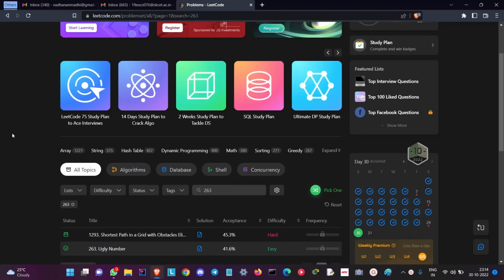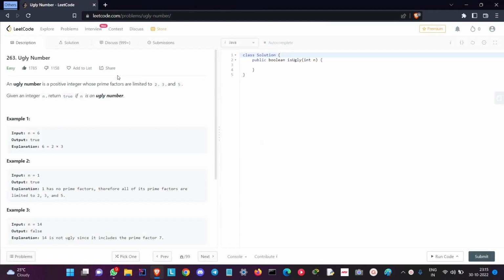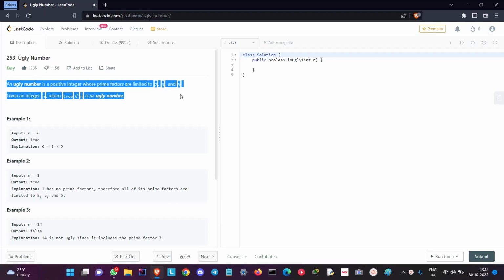In this video, we are going to see the Leetcode problem number 26, the ugly number. Let's get into the question. The problem statement is: an ugly number is a positive number whose prime factors are limited to 2, 3 and 5. Given an integer n, you need to return true if it is an ugly number or else false. So let's look at the approach.